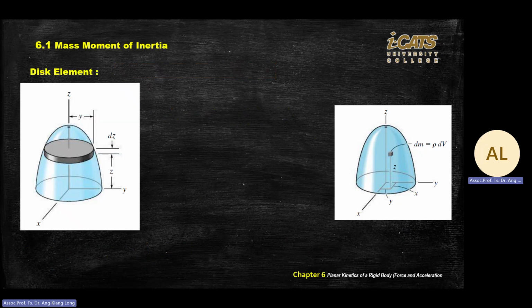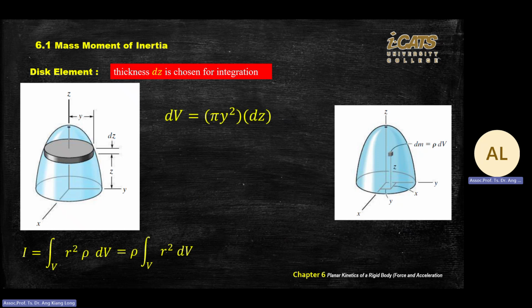Now, if you use this element, we are using dz to generate this first. So the formula will be pi r squared. You get the area of the circle first. That is pi y squared. Area multiplied by the thickness dz, you get the volume.